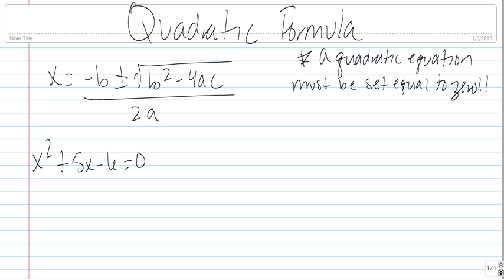Look at this example that I have written here. I have x squared plus 5x minus 6. Notice that that is set equal to 0. That is the standard way a quadratic should look right before you solve for it. Okay, so now let's do this. What is a, b, and c?